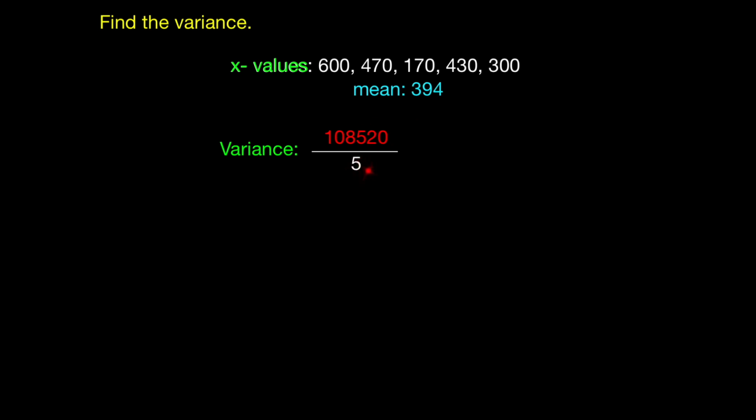And then I'm going to divide by the total number of observations. And here we had 1, 2, 3, 4, 5. So we're dividing by 5. Now, when I divide these two quantities, I get that my variance is going to be 21,704.